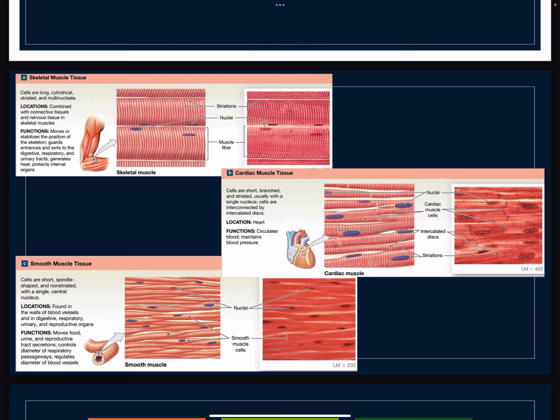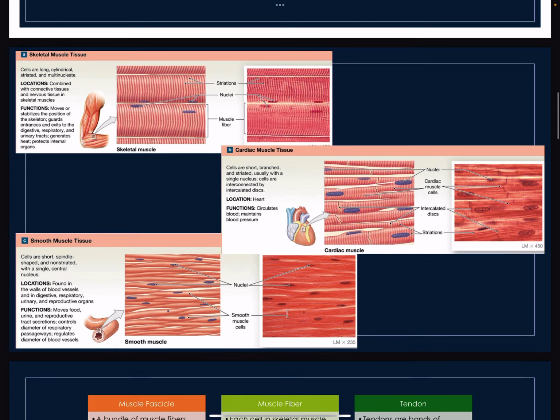It's going to control the diameter of respiratory passageways, and it's going to regulate the diameter of the blood vessels. So we talked about how the cardiac muscle tissue was for the blood and for the heart. The smooth muscle tissue is going to be in the blood vessels in the rest of the body. So we see over here, they're shaped a lot like the cardiac muscle tissue, but we don't see the intercalated discs, and we see the smooth muscle cells because we don't see the striations, the lines.